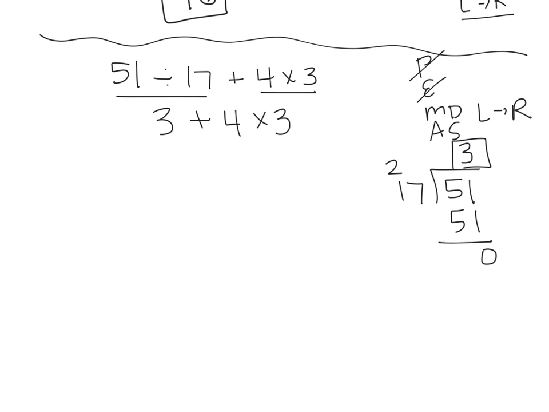And then I go ahead and I do my 4 times 3, which is 12. That's Parker. Last step is to add. Copy everything down like I did. 3 plus 12 is 15.